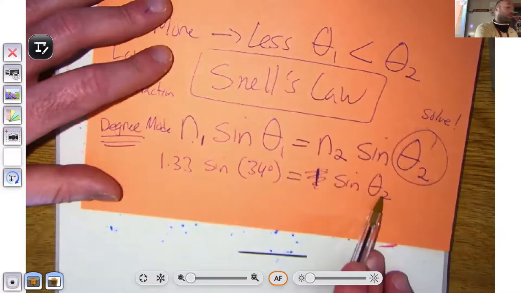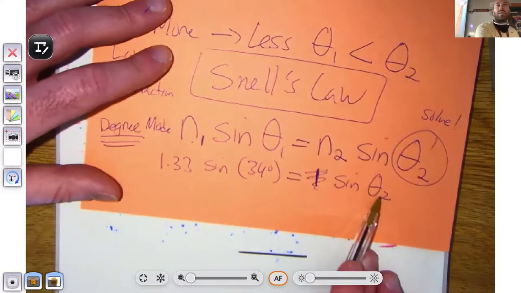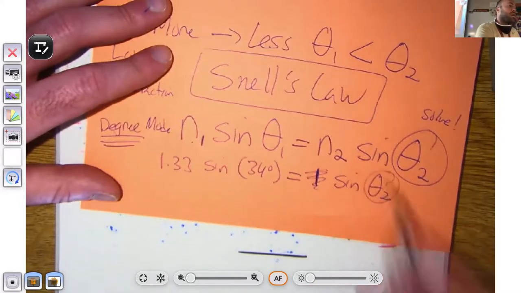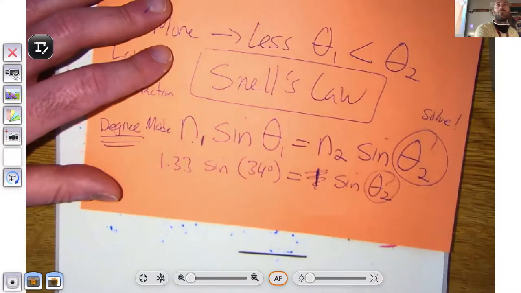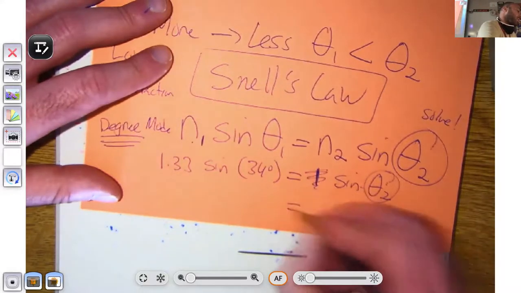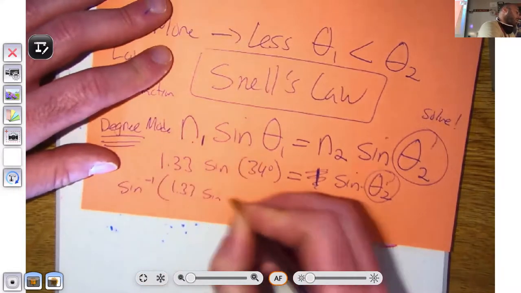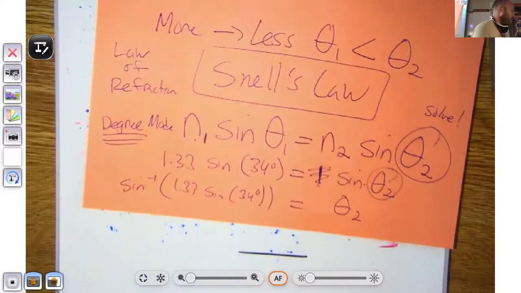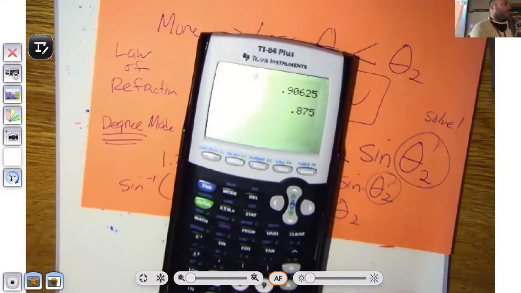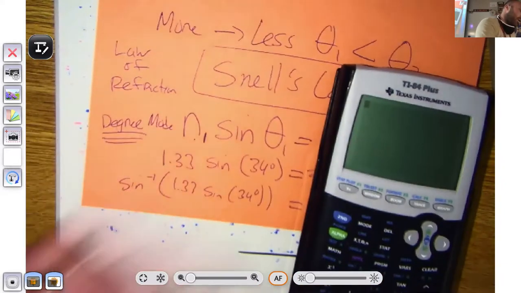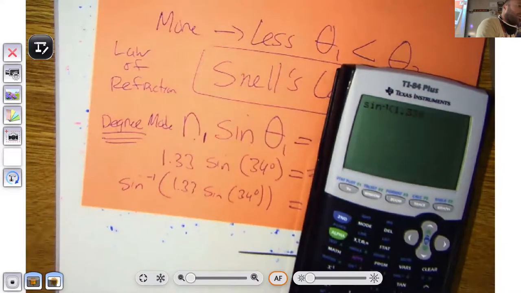But now we have the sine of angle 2 is equal to this stuff. How do we get rid of that sine function? How do we undo this sine function so we're just left with theta 2? You do the inverse sine. So if we do the inverse sine on this side, we're just going to have theta two, but now we need to do the inverse sine of all of this stuff. If we go ahead and get our calculator, we're going to have the inverse sine of 1.33 times the sine of 34 degrees.